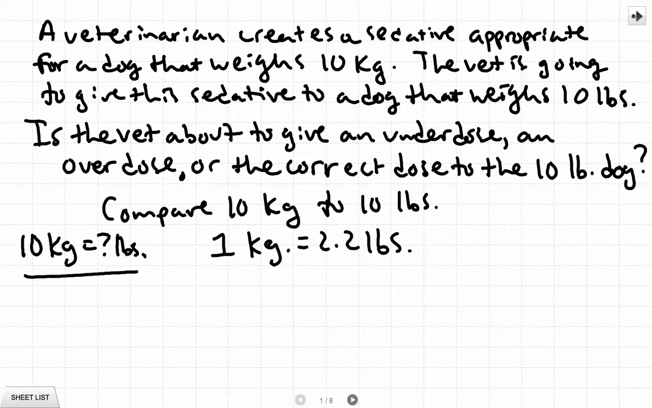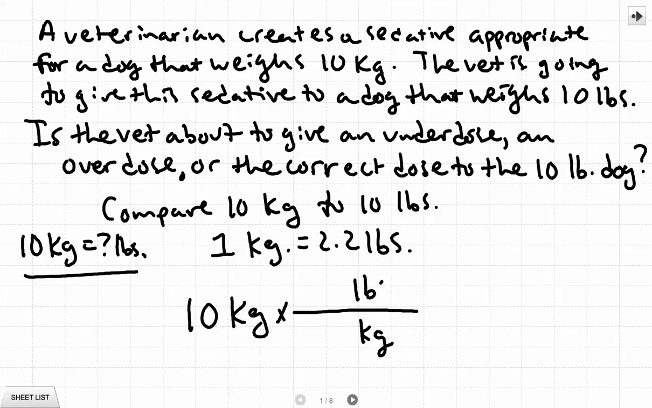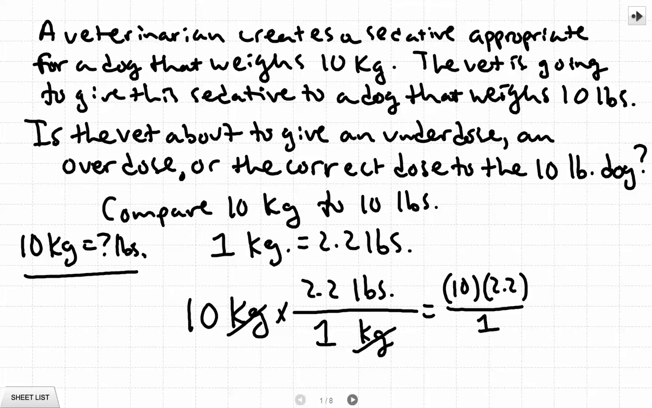So what we want to do is take our 10 kilograms, and we want to multiply it by the ratio, which will cancel the kilograms and leave us in pounds. So that's a ratio of 2.2 pounds to 1 kilogram. So that allows the kilograms to cancel. What you have left in your numerator is the 10 times 2.2, and in the denominator, you have 1. And that, of course, is going to be pounds. So when you multiply the 10 by 2.2, you get 22 pounds.